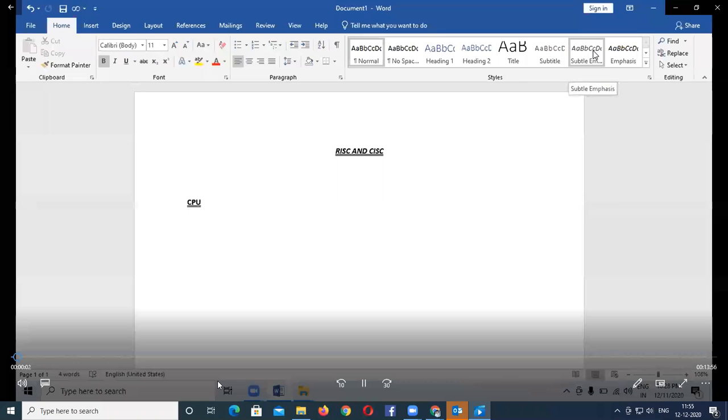So now we're going to see RISC and CISC. The architecture of the central processing unit, that is the CPU, operates the capacity of function from the instruction set architecture.